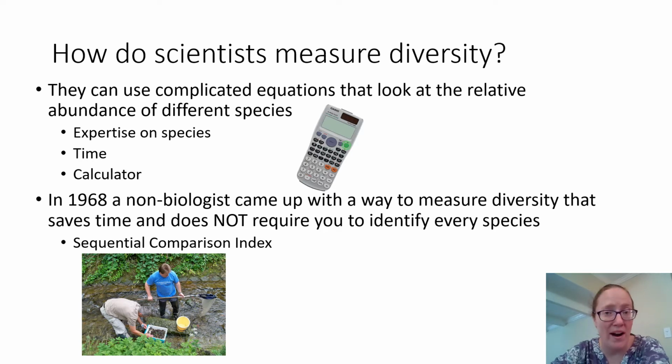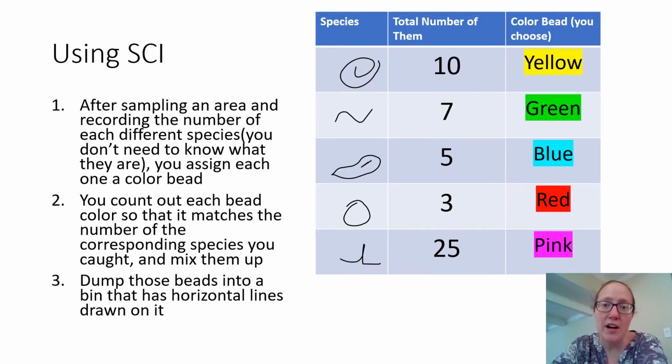And it does not require that you are able to identify every species, only that you can tell that one species is different than another. So you just have to be able to tell the differences between species, not exactly what they are. So how do you actually do a Sequential Comparison Index, or SCI? Well, first of all, you have to go out and sample an area.